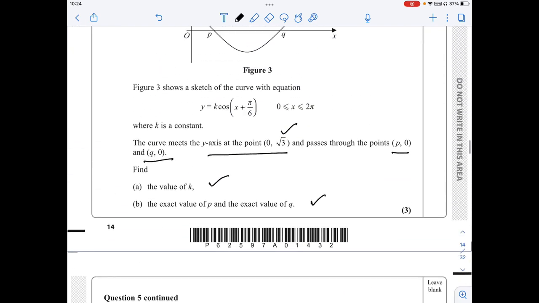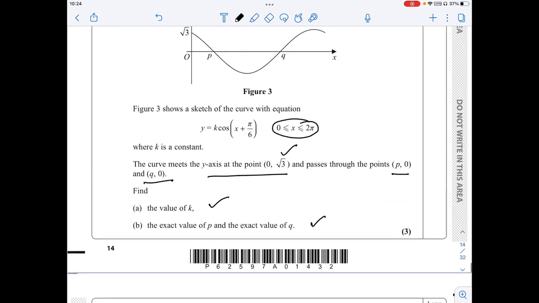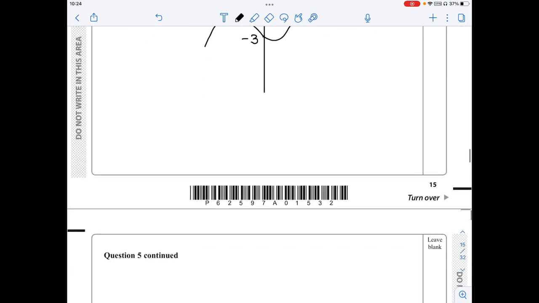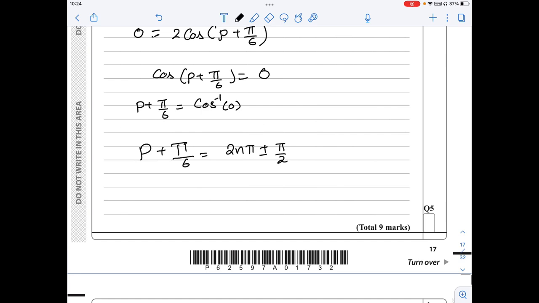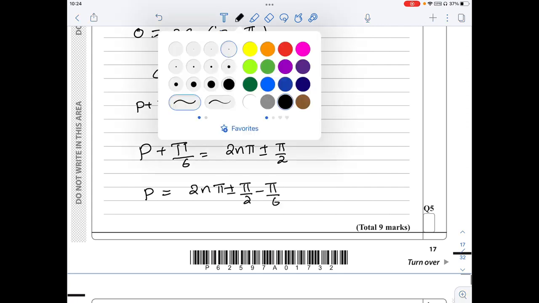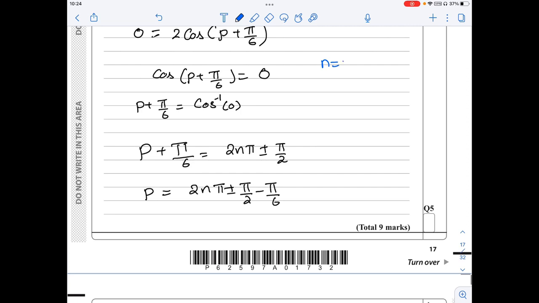But another condition has been given. So x lies between 0 to 2 pi. We should be getting our answers between 0 to 2 pi. So p value and q value should be lying between 0 to 2 pi. Pi by 2 minus pi by 6. Now when I plug in n equals to 0, I get plus or minus.